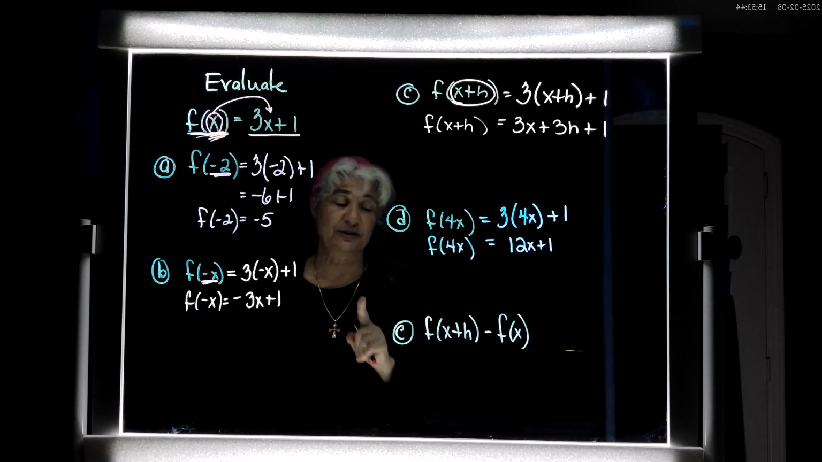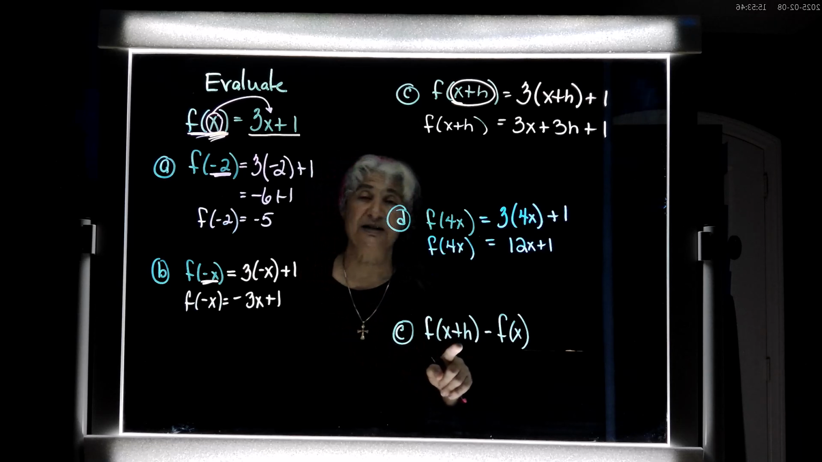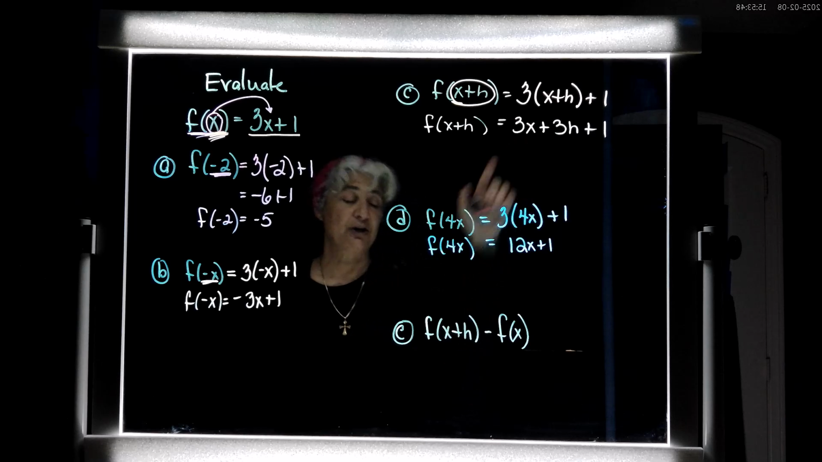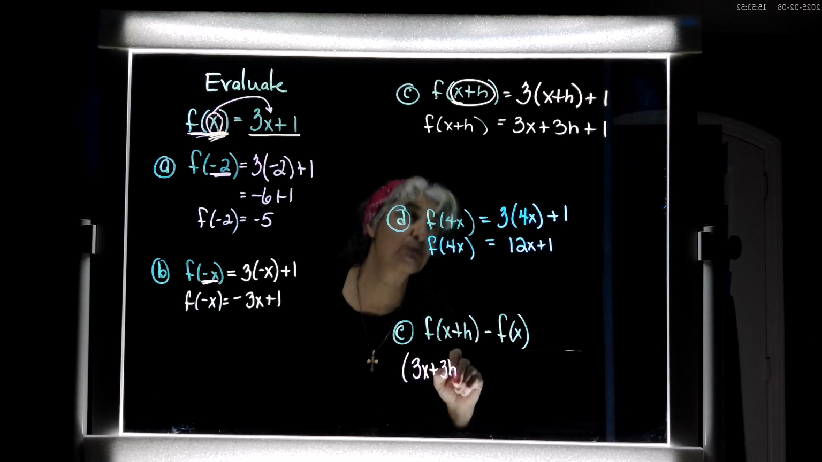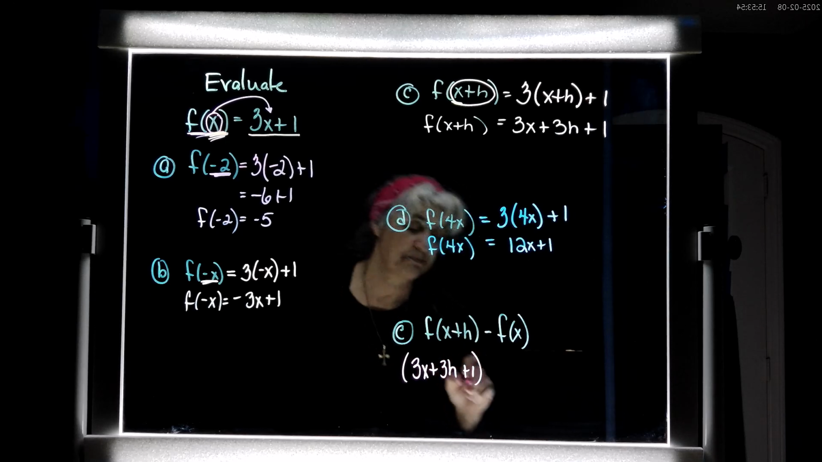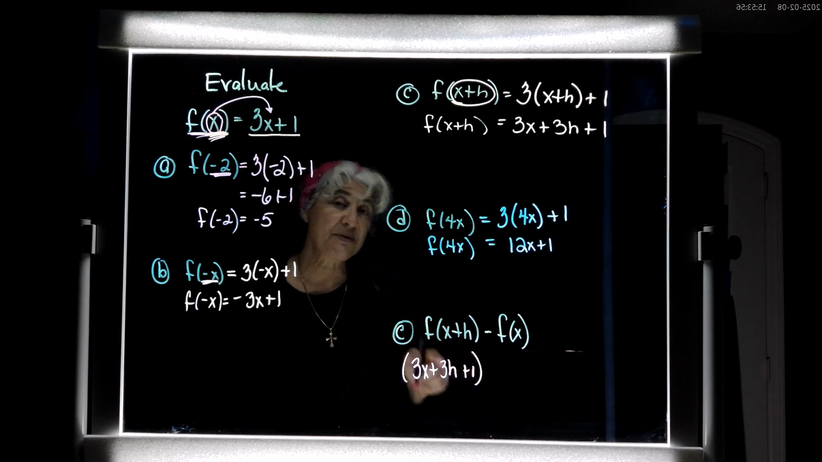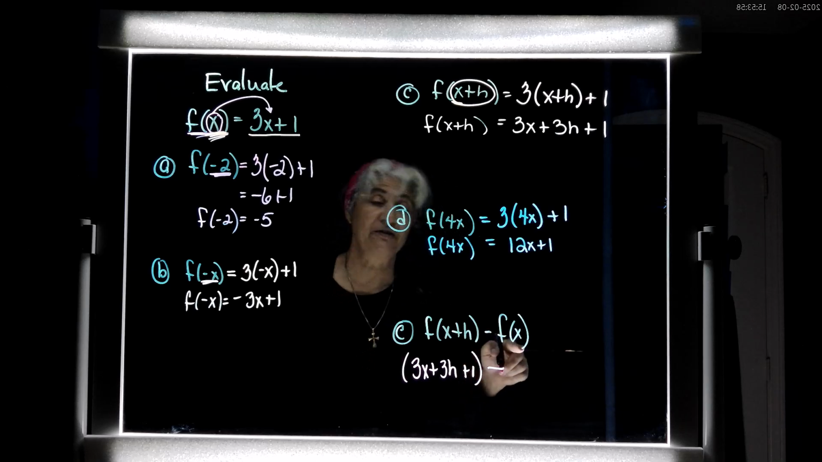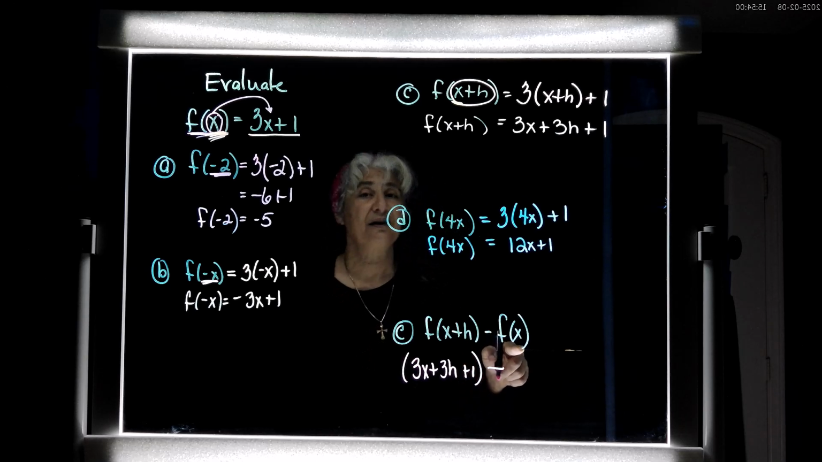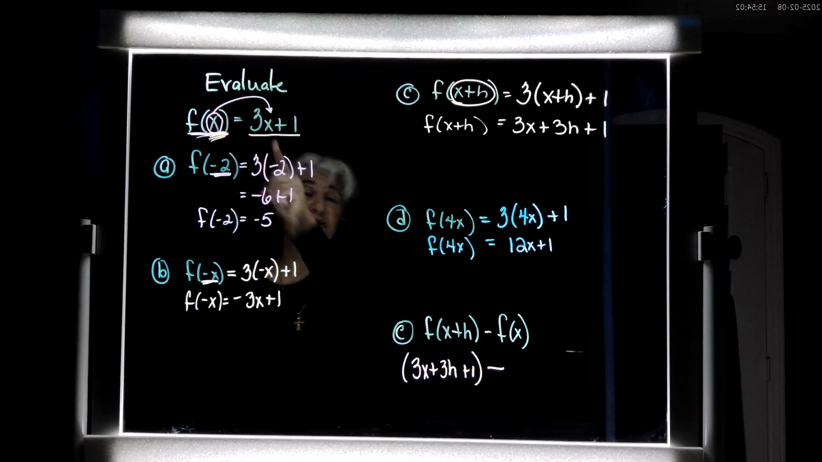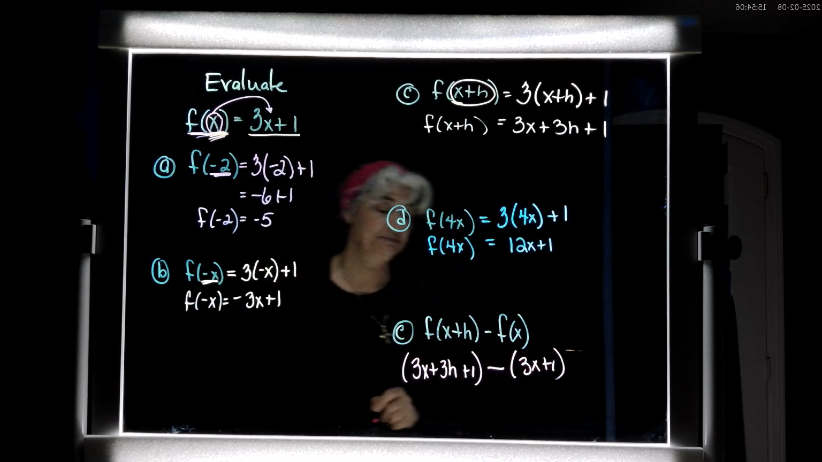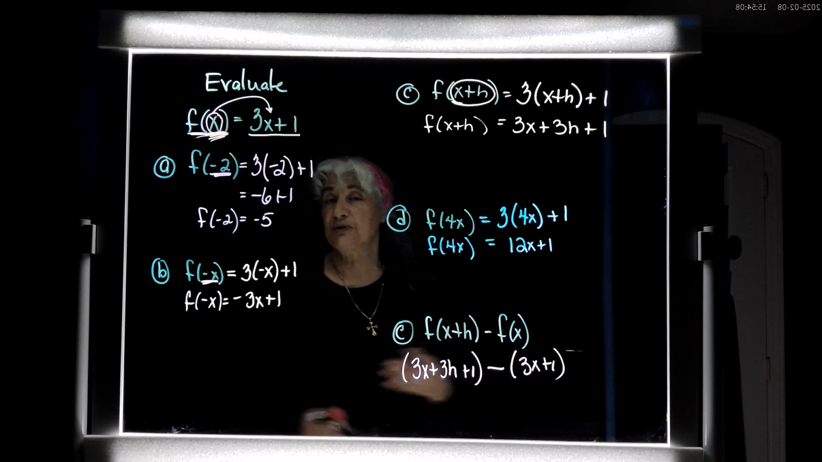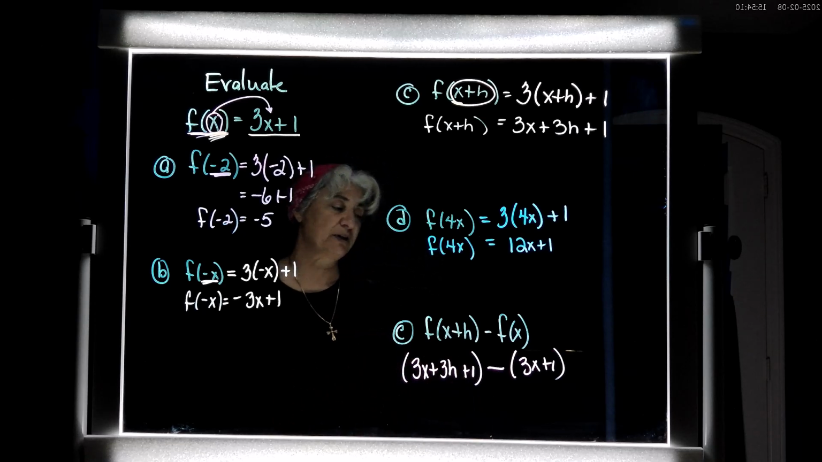So I'm going to substitute. Instead of saying f of x plus h, we already figured it out. It's going to be 3x plus 3h plus 1. And from this, I'm supposed to subtract f of x. F of x was the original function. So 3x plus 1. And now I have a simple subtraction problem that I need to work with.